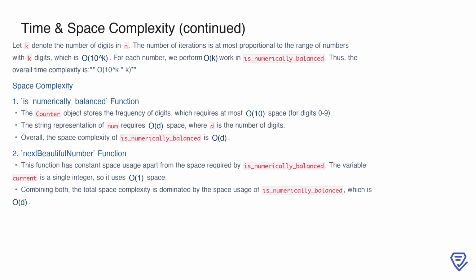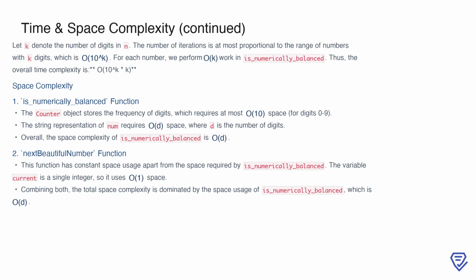If we let k represent the number of digits in n, the number of iterations can be proportional to the range of numbers with k digits, which is 10 to the power of k. Since each iteration involves work proportional to the number of digits, or k, the overall time complexity becomes O(10^k * k).